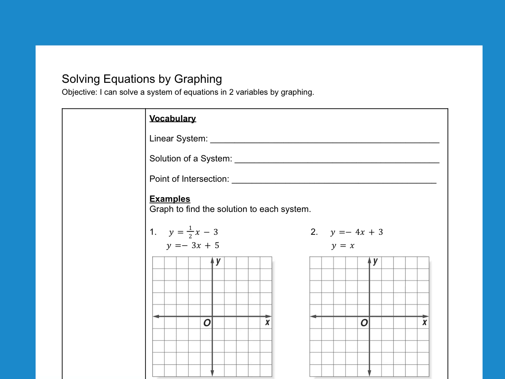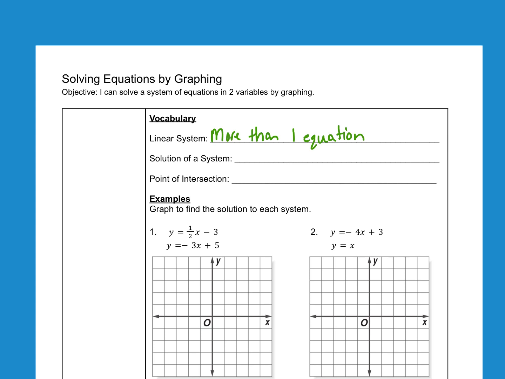For this lesson, we're going to be looking at systems of equations. A linear system is just when we have more than one equation. We're going to be looking at systems of two equations in two variables, so we'll have an x and a y, or whatever letters they happen to be.